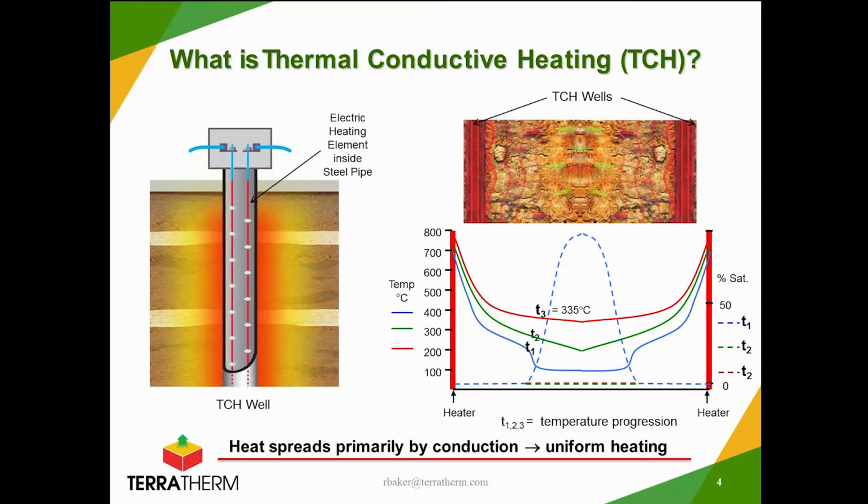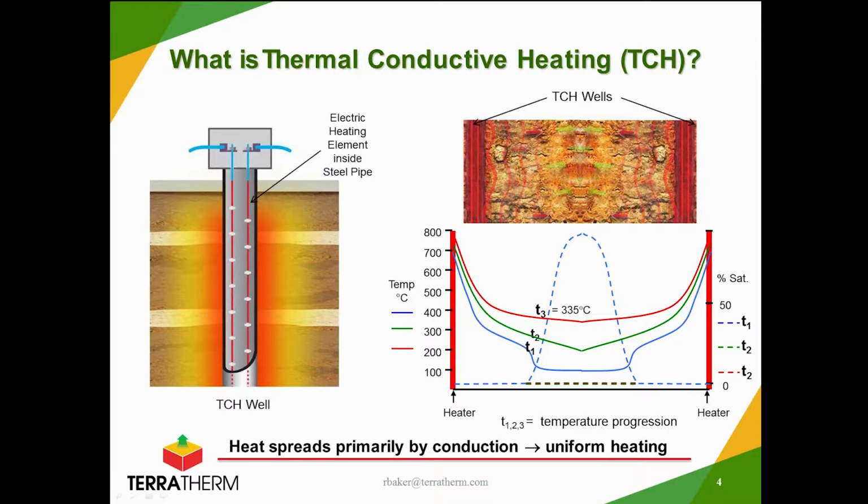So this process of heating by thermal conduction results in very uniform heating of the target treatment zone, and the array of heaters is designed to achieve that target temperature within a practical period of time, which is often about 4 to 6 months.